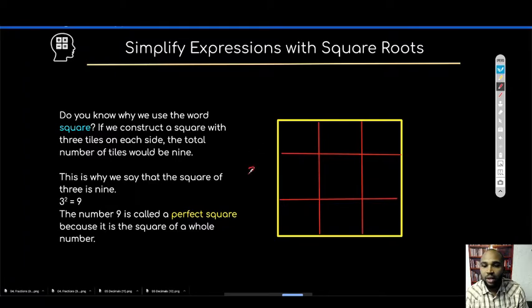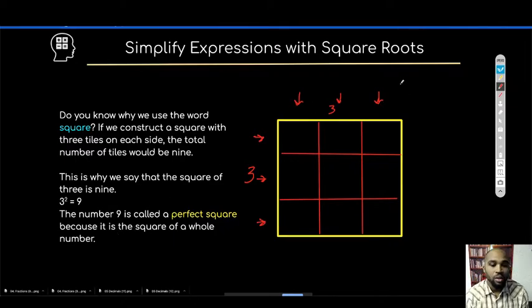When we make this side 3, we're saying we're dividing this into 3 rows. And when we make this side 3, we're saying we're dividing into 3 columns. You can see that all these tiles add up to 9. We have 9 squares here. The number 9 is called a perfect square because it is the square of a whole number.